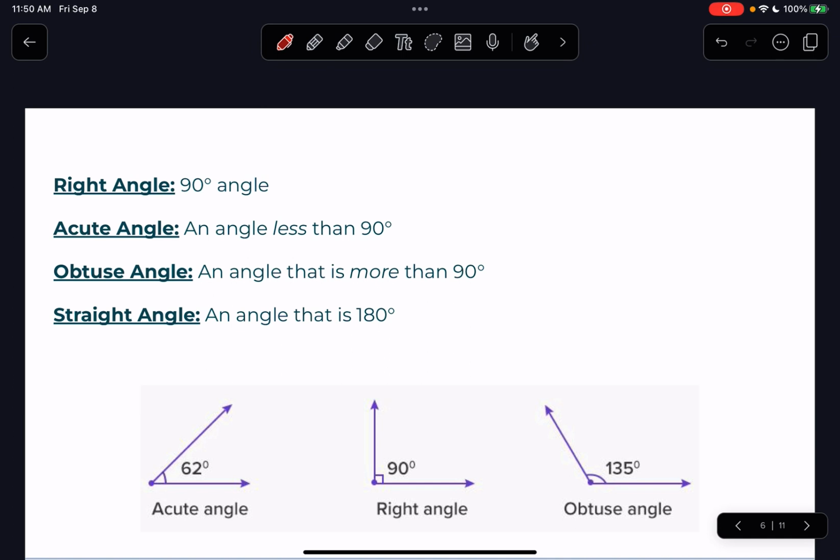We're also going to talk about a couple different types of angles. One of them is a right angle. A right angle is always 90 degrees. So right angles are always 90 degrees.